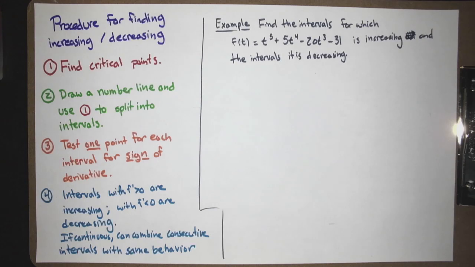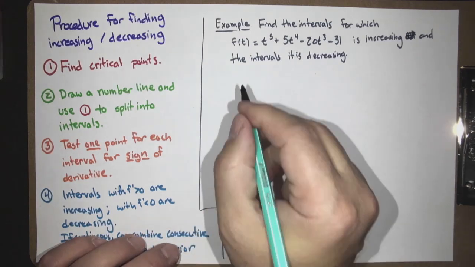All right. Find the intervals for which the function t to the fifth plus 5t to the fourth minus 20t cubed minus 31 is increasing, and the intervals it is decreasing. All right, so we have our function. Step 1, what should we do? Find the critical points by taking the derivative and finding where it's 0.